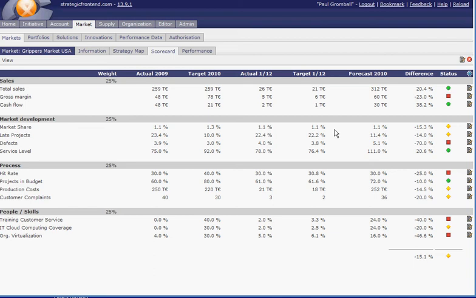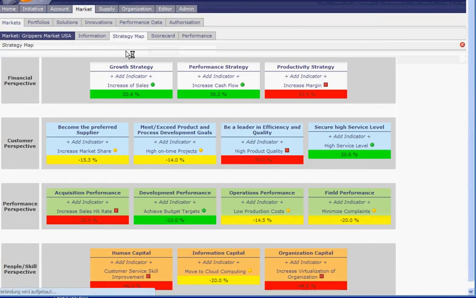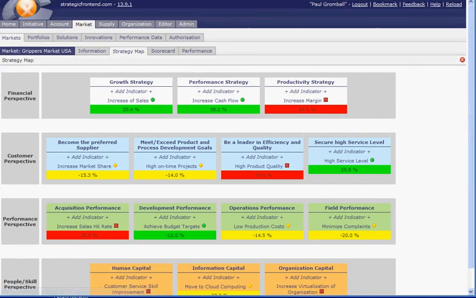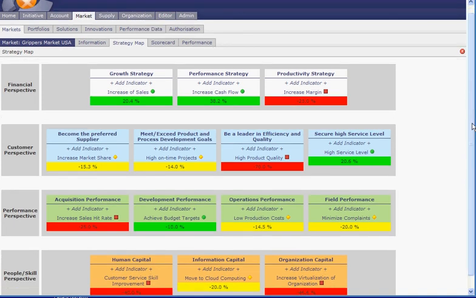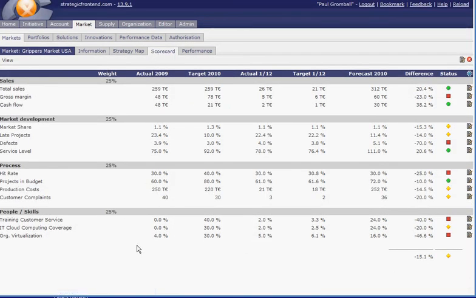So what you have now is a very clear picture of the strategy, very easy to communicate on one page with the strategic map, and behind it you have the scorecard, which describes your objectives, your measures, and also the key performance indicators.